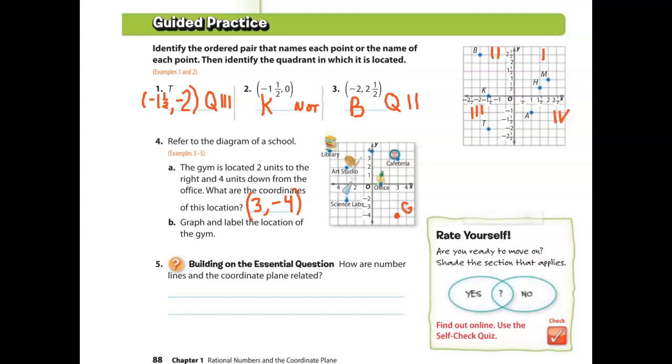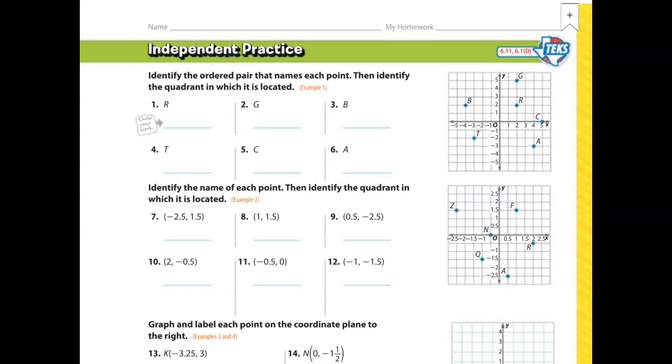All right, let's go ahead and look at some of the independent practice problems that we're going to be doing today. All right, we need to be on page 89. For the first section, it says to identify the ordered pair that names each point. Identify the quadrant in which it's located. So we have two different things we need to do.